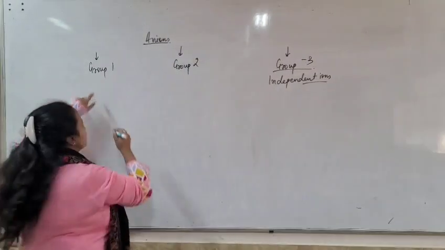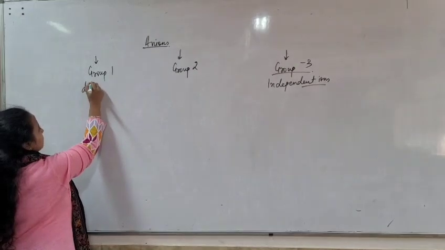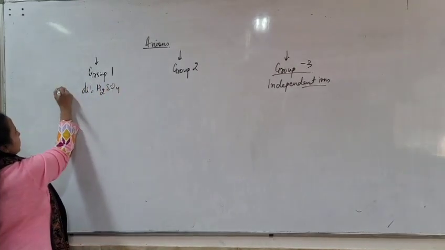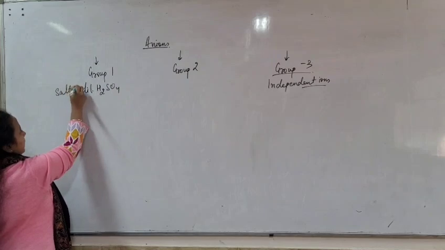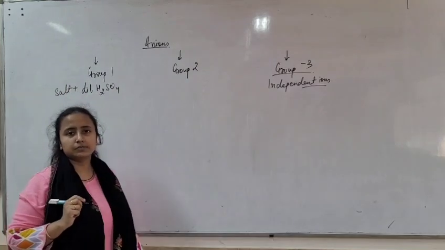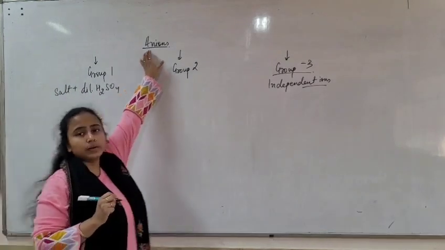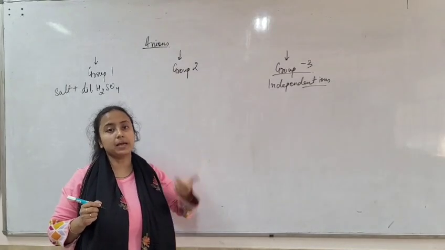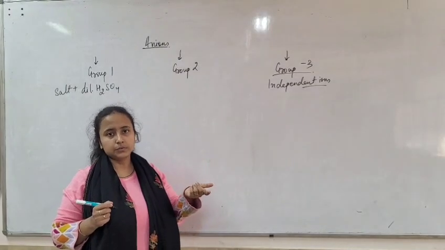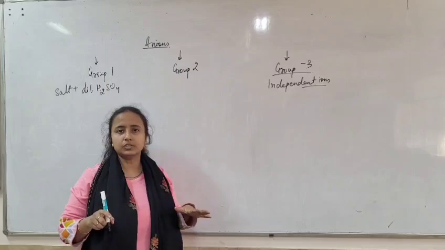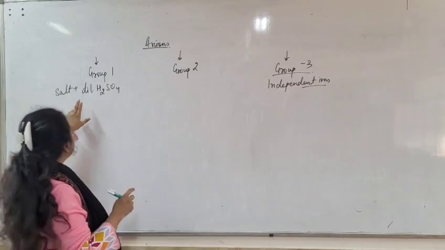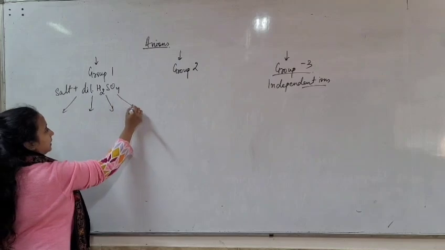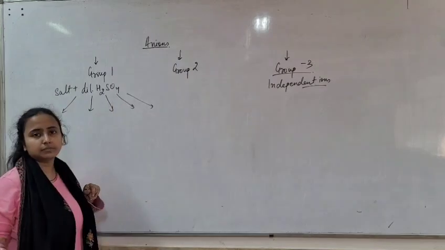For group 1, the group reagent is your dilute sulfuric acid. So what you do is, you take the salt and you add dilute sulfuric acid to it. Just remember one thing, for anions we always observe the color of the fumes and the smell or the odor of the fumes, not the precipitate, not the color change of your solution. Okay? If either of the observations are there, we proceed for the confirmatory.